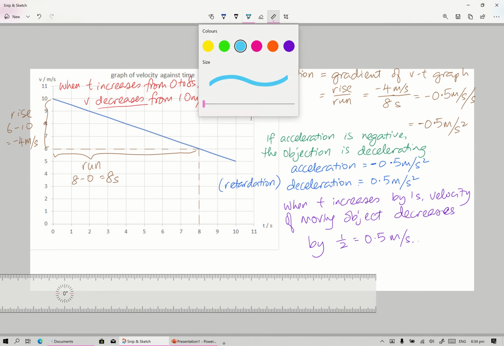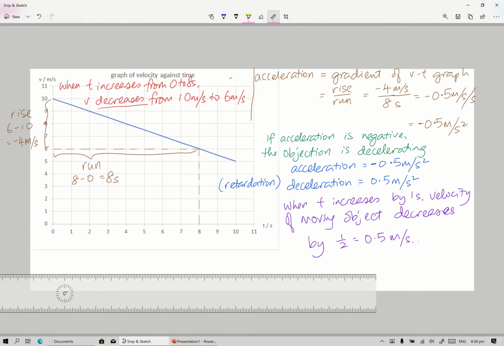So you see here, acceleration equals minus 0.5 meter per second squared. And when you describe it, the object decreases by 0.5 meter per second. And the acceleration is minus 0.5 meter per second squared. Right, so the calculation and the description all tie in together.